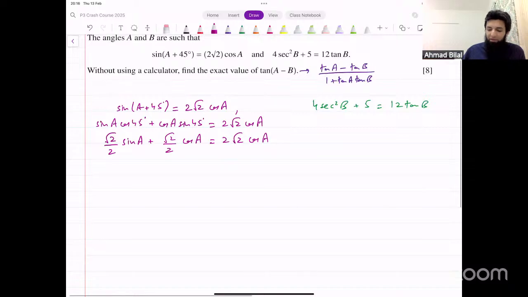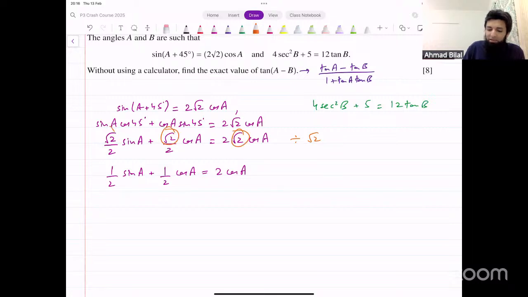Now we can simplify this because all the terms have square root of 2. Since all the terms have square root of 2, we can just divide the whole thing by square root of 2. It will simplify the equation. It becomes 1 over 2 sine A plus 1 over 2 cos A equals 2 cos A. Make sense? What I've done is I've divided the whole equation by square root of 2 so that this number that's coming in every single term gets cancelled.